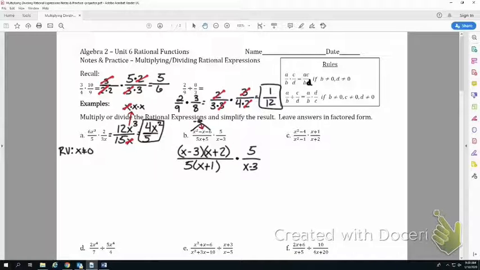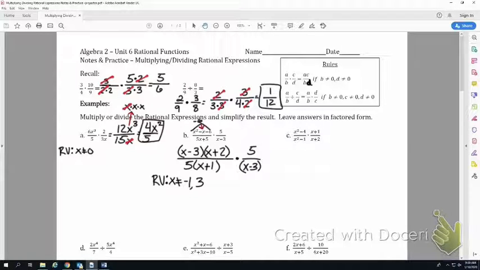So now, looking at this, Daniel, what are my restricted values? What else? Positive 3. Okay, you're just going to go all the way across. Remember, this 5 isn't going to do anything for me because there's no x to it. It's not 5x, it's just 5.